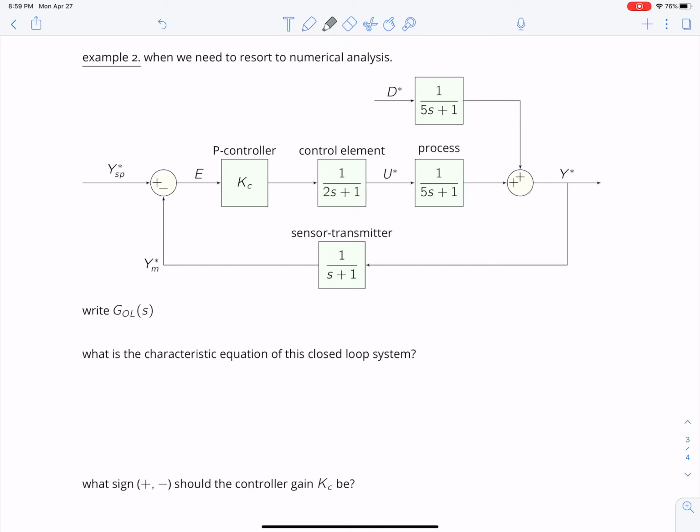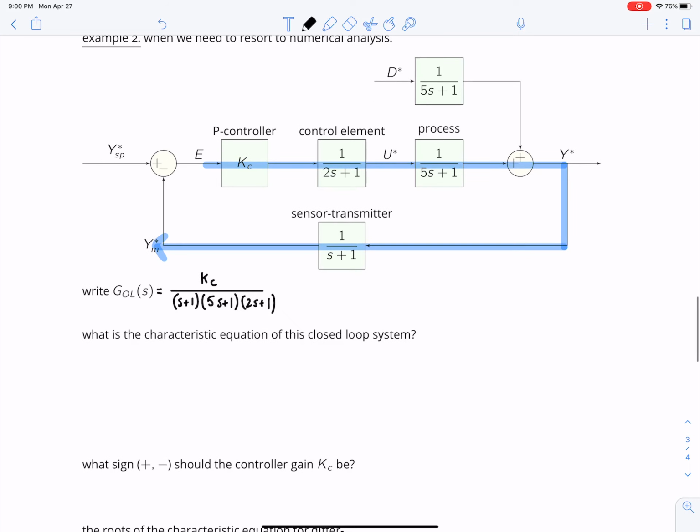So now the open loop transfer function again. Open the comparator right there, follow your signal back to your error, right? And this is the open loop transfer function. It's the product of all of those. So we have Kc over, and we have an s plus 1 for the sensor. Now we have sensor dynamics, so it's going to be a third order transfer function, 2s plus 1. So that's your open loop transfer function, relates the measurement to the error.